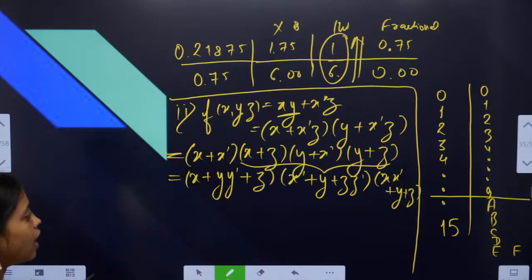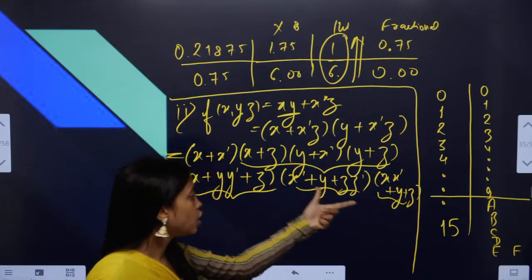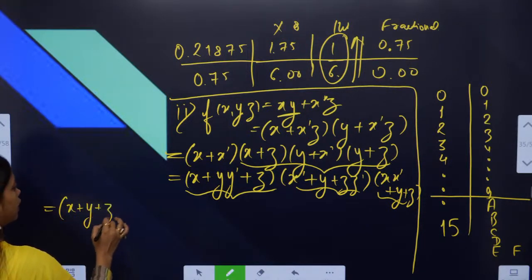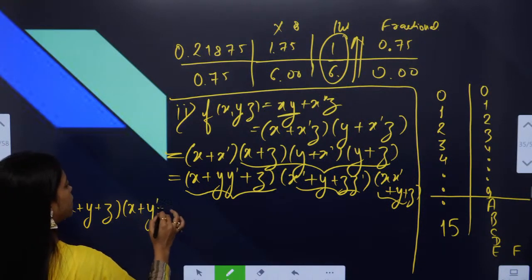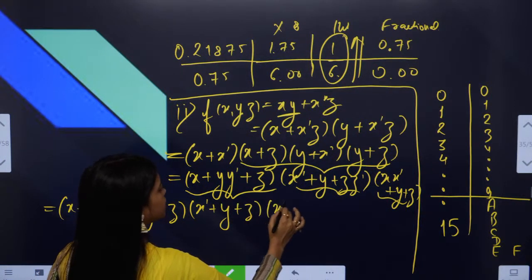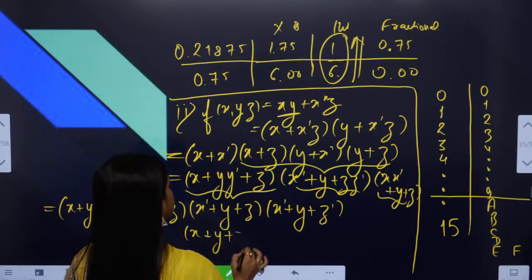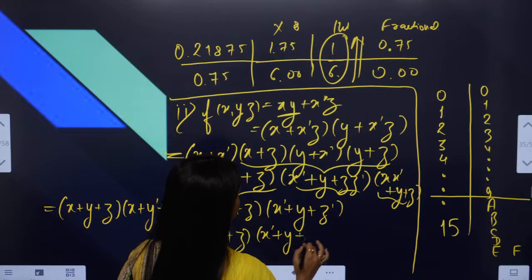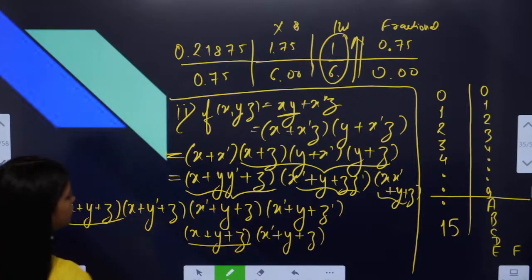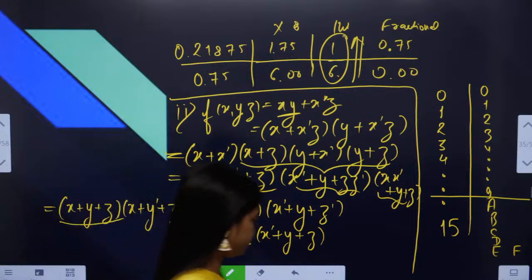What else? You can now again separate each bracket into 2 parts where you will separate this z dash. So this will become x plus y plus z, x plus y dash plus z, x dash plus y plus z, x dash plus y plus z dash, x plus y plus z, x dash plus y plus z. And do we have any similar brackets? These 2 are similar brackets, they will vanish. I am only left with these 4 brackets, that is your max term.